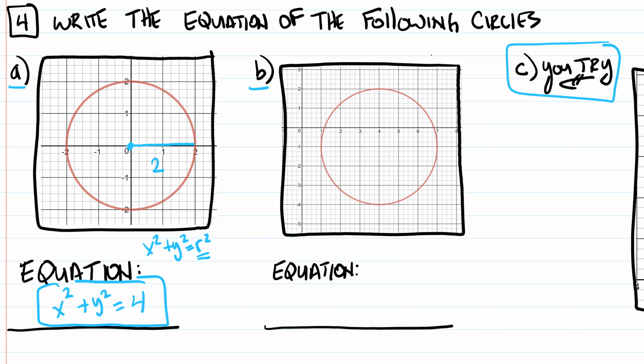That one's pretty easy. Let's take a look at part B. The first thing you're going to want to do is you're going to want to find the center.